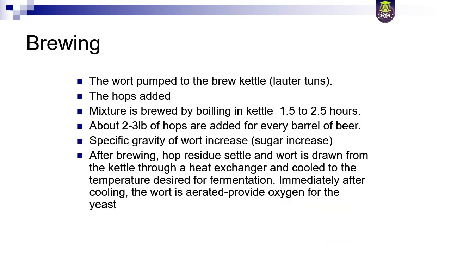Okay, during the brewing process, the wort is pumped into the brew kettle, the hops are added, and the mixture is brewed by boiling in the kettle for 1.5 to 2.5 hours. About 2 or 3 pounds of hops are added for every barrel of beer. Specific gravity of wort increases, meaning that sugar increases. After brewing, hops residues settle and wort is drawn from the kettle through the heat exchanger and cooled to the temperature desired for fermentation. Immediately after cooling, the wort is aerated, providing air for the yeast.